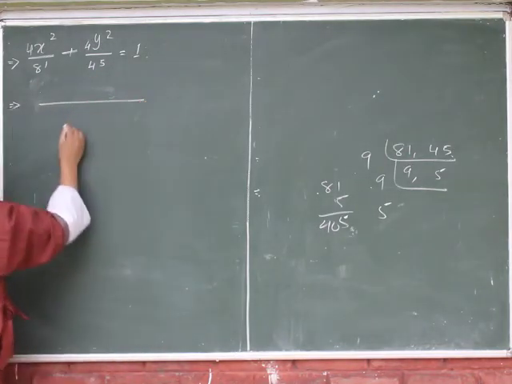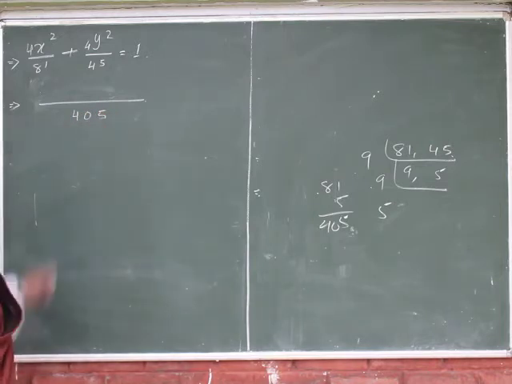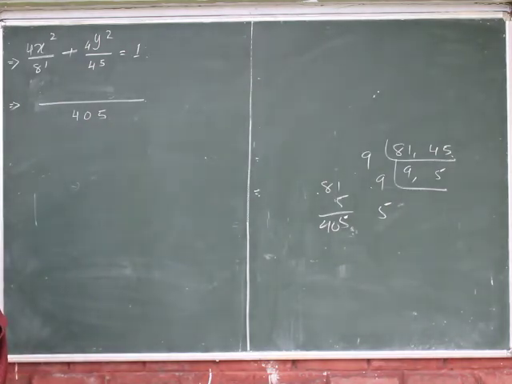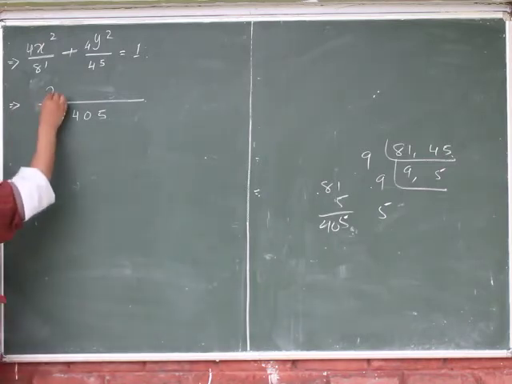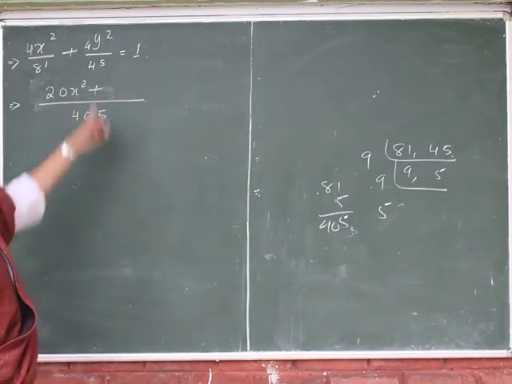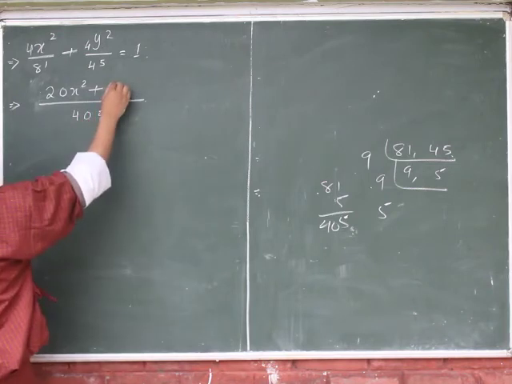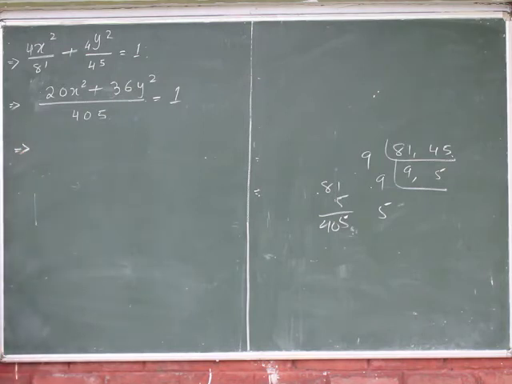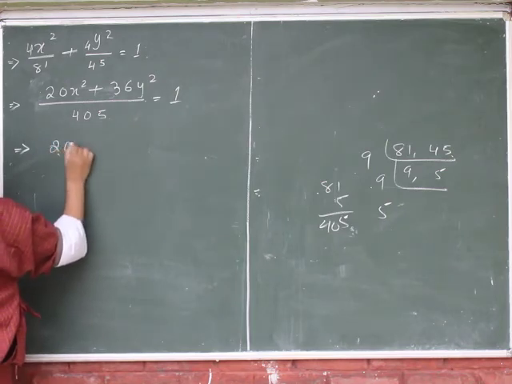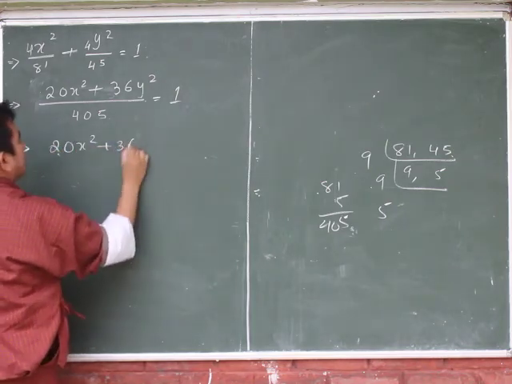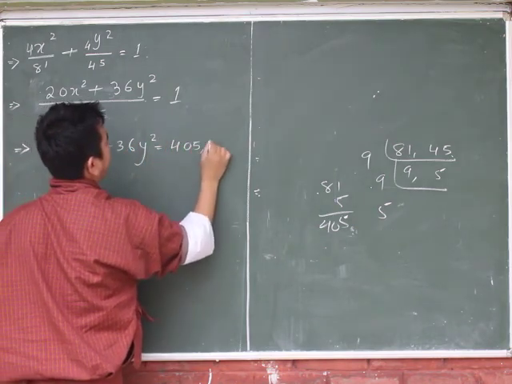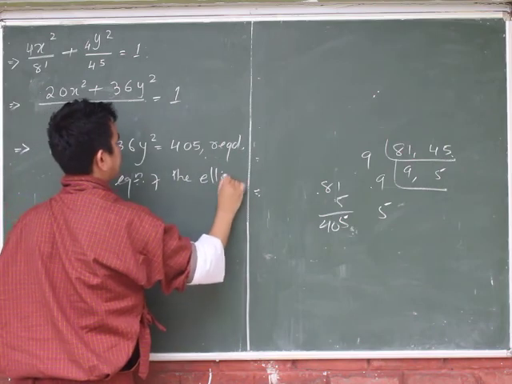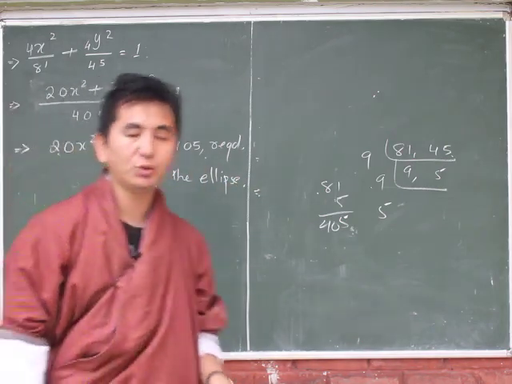So what's the LCM we have? 405. 405 divided by 81 is equivalent to, is it 9? No. Is it 5? Yeah, it is 5. So 5 times 4 is 20x square. Then 9 times 5 is 45, 9 times 4 is 36, so 36y square is equivalent to 1. So finally we have here 20x square plus 36y square is equivalent to 405. This is the required equation of the ellipse. Thank you. So then in the next question we will do Roman number 3.